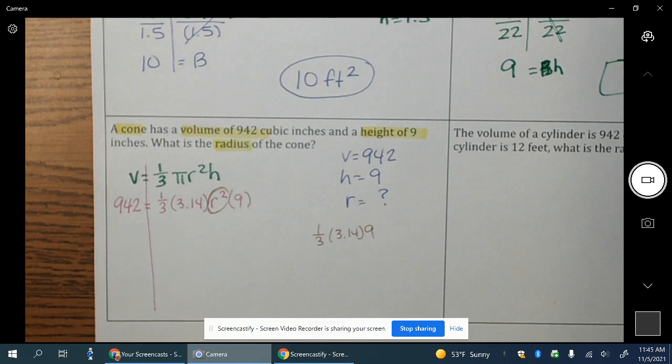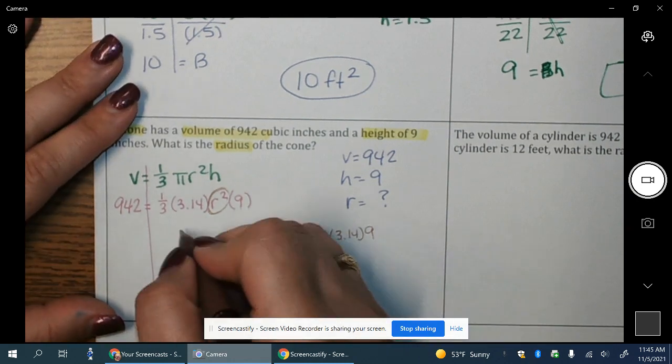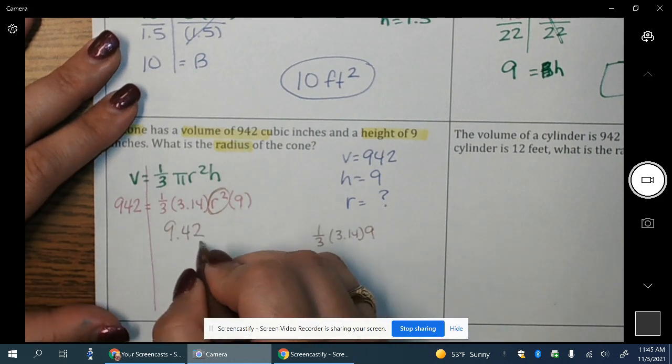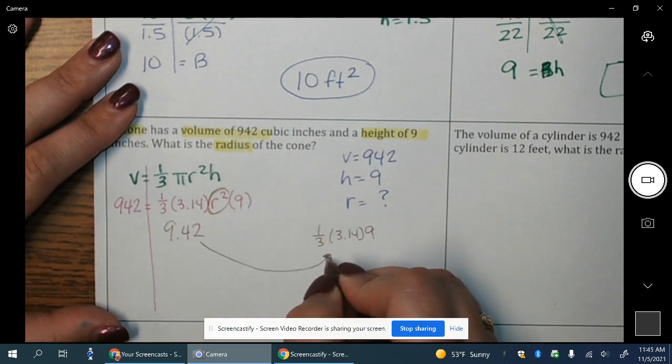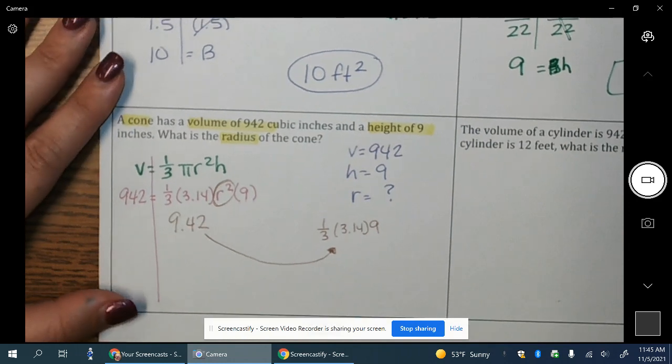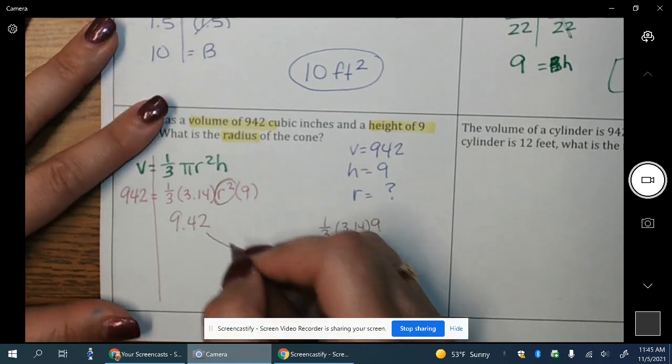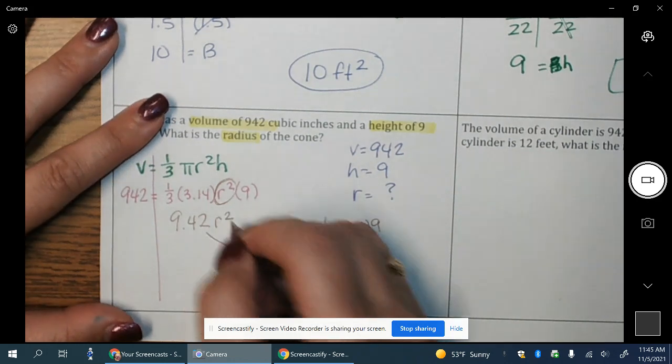9.42. So that number came from right here. I'm just showing you, this is how I got it. I multiplied everything that I had. Okay. Now what did I not use? R squared. R squared, so I need to bring it down.